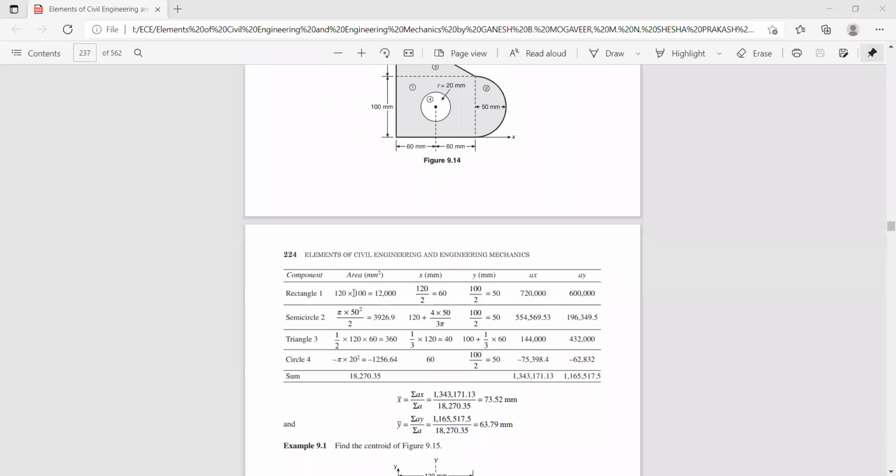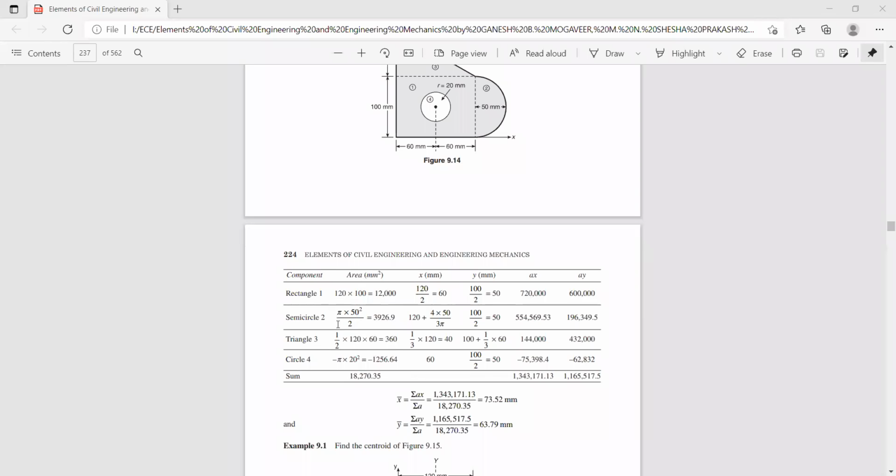In some textbooks, you can also present the data in tabular form. Here the components are given: the first is the rectangle, the second is the semicircle, the third is the triangle, and the fourth is the circle. The corresponding areas are given here. The area of the rectangle is 12,000 millimeters square, the area of the semicircle is pi r square by 2, which works out to be 3,926.9, the area of the triangle is 360 millimeters square, and the area of the circle is 1,256.64.